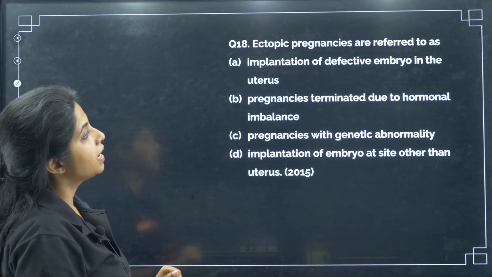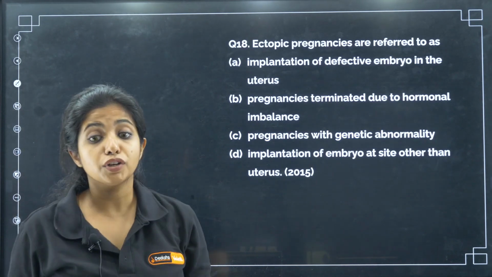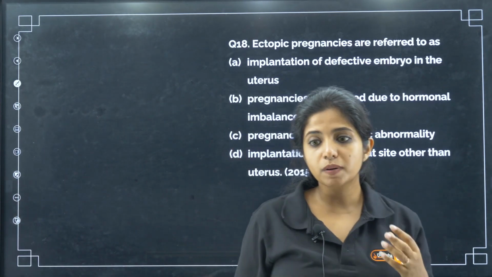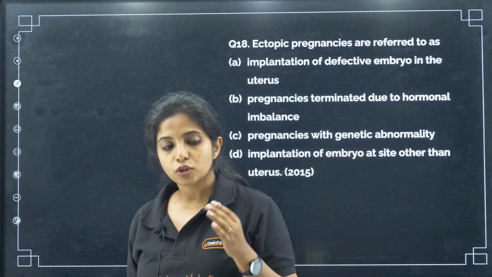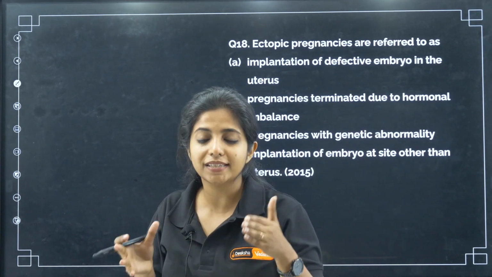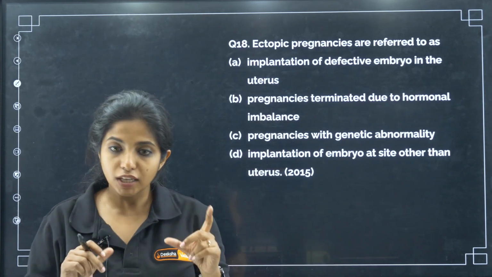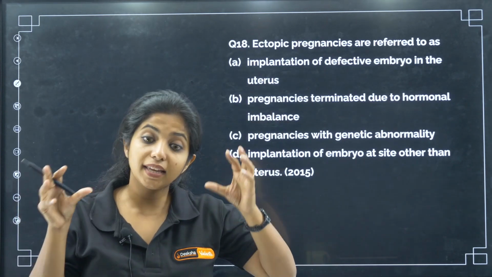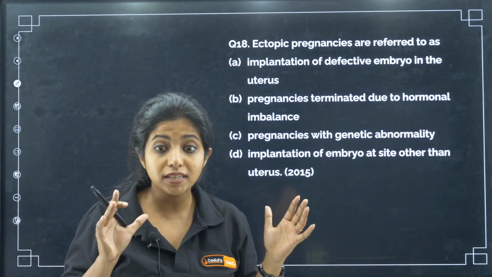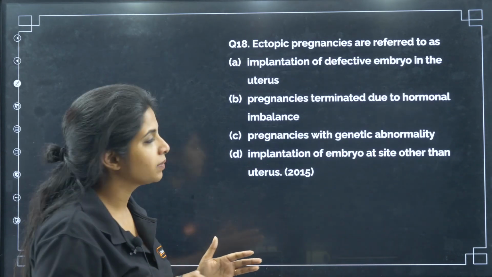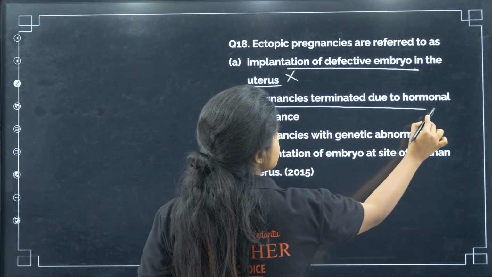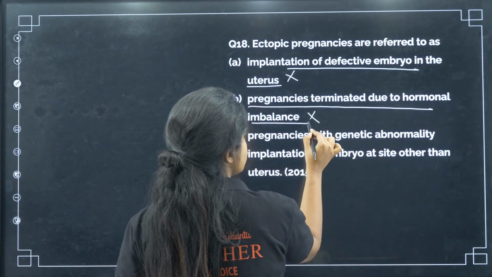Now 18th, ectopic pregnancies are referred to as. What do you mean by ectopic pregnancies? Ectopic pregnancy means whenever pregnancy is happening at a place apart from the uterus. For example, in the fallopian tube, if the baby is developing, it is an example of what? Ectopic pregnancy. It is not safe for both the mother and the child. So implantation of defective embryo in the uterus, no. Pregnancies terminated due to hormonal imbalance, no.